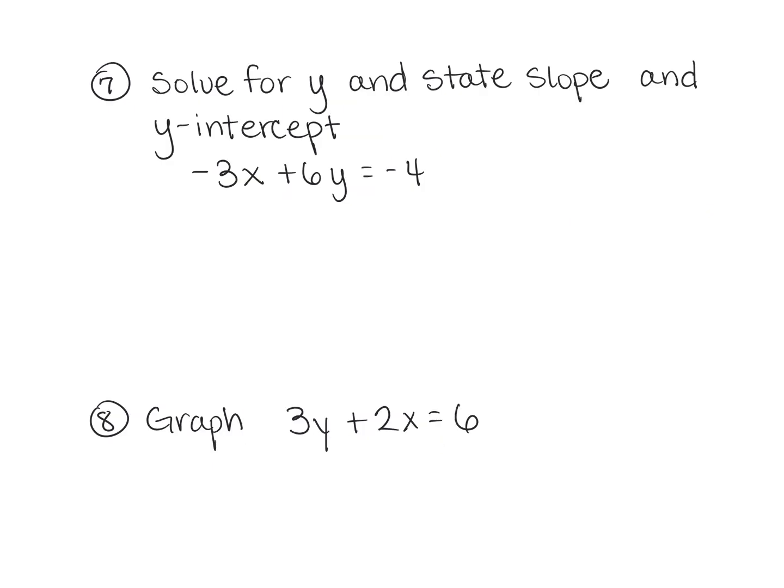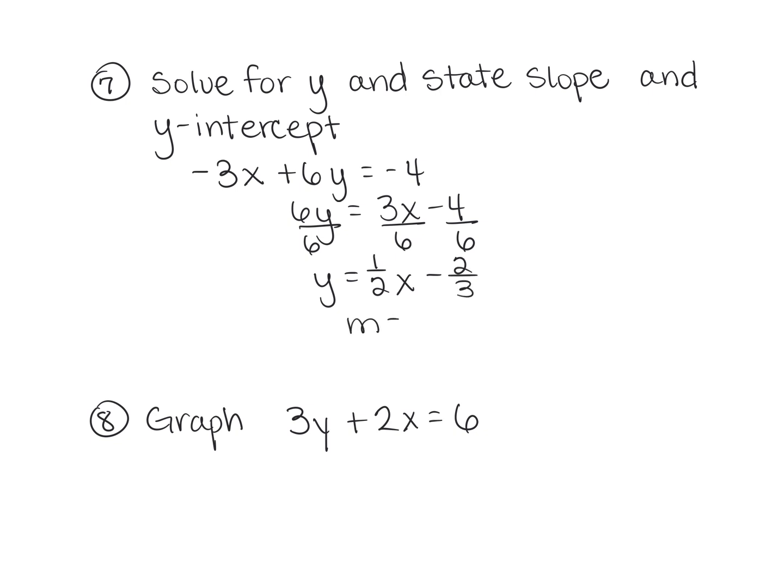For number 7, we are told to put it into slope-intercept form, which is another way to say solve for y. So we add 3x to the right-hand side. I have 6y is equal to positive 3x minus 4. Make sure you put the term with x first. And then I divide every single term by the number 6. So that gives me y is equal to 3 divided by 6 is 1/2 x. And then negative 4 over 6 reduces to negative 2/3.